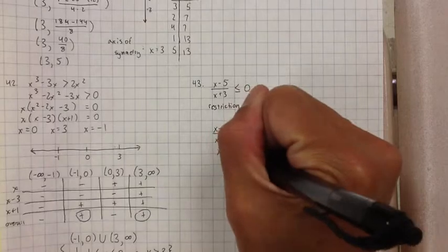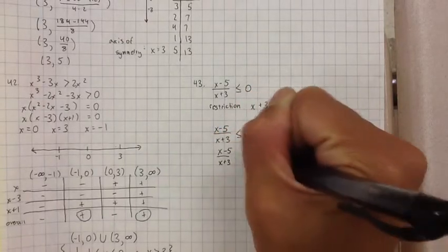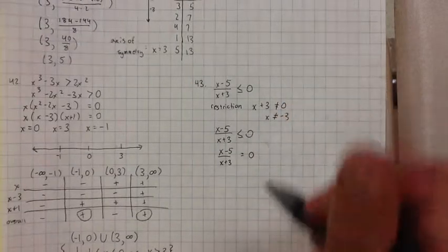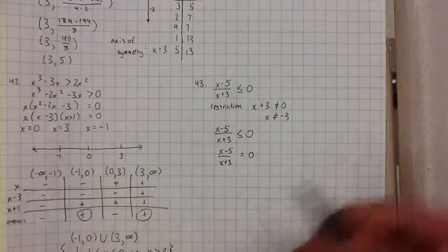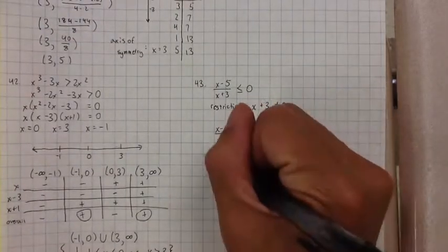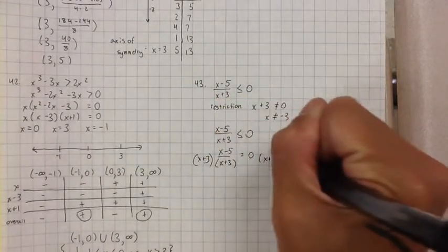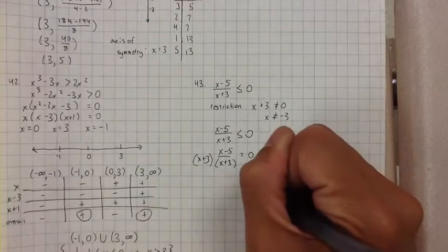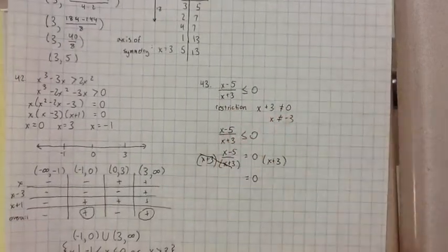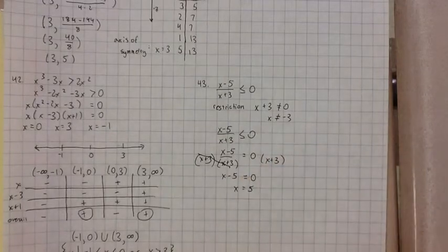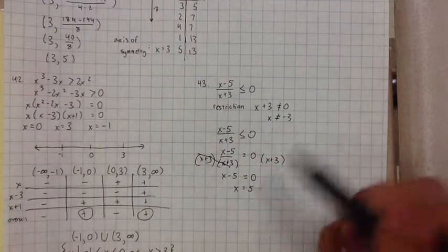I'm going to change that into an equal sign, just to simplify things. I don't really have to worry about the sign until I do my ranges. So let's multiply both sides to get that x plus 3 out of the denominator. 0 times anything is always 0. These will cancel on this side, so you're just left with x minus 5 equals 0, or x just equals 5. So here's my 2 points, -3 and 5.